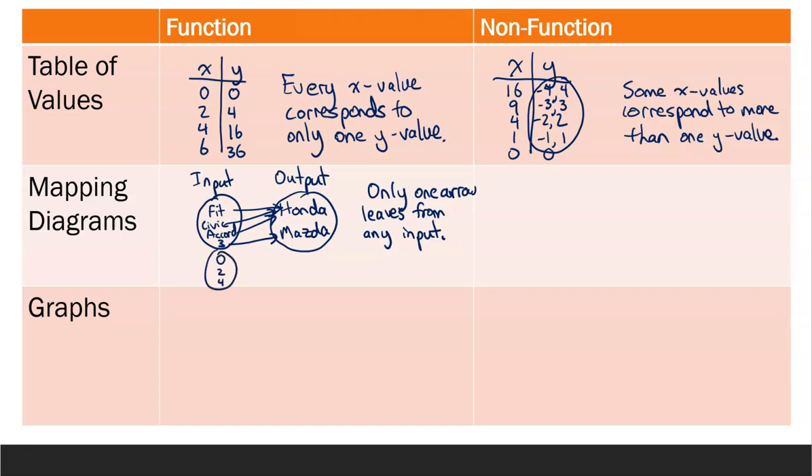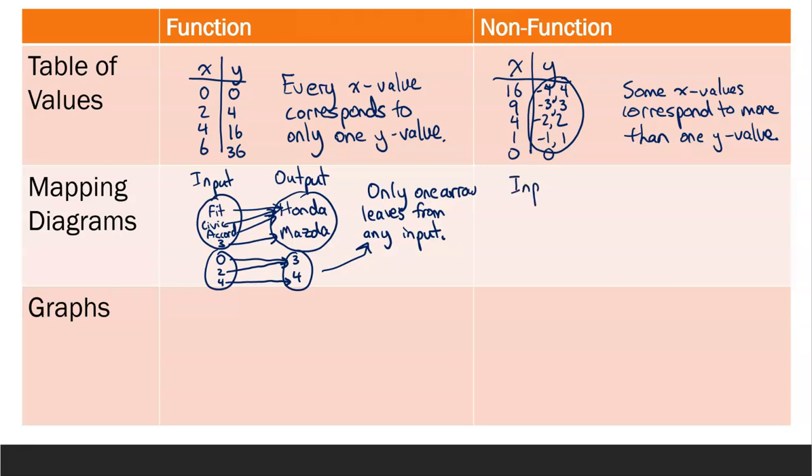We could also do that with numerical data. I could have 0, 2, and 4, and maybe outputs of 3 and 4. 0 and 2 could both give us outputs of 3. And that's allowed because we only have one arrow coming from each input value. 4 would give us 4, perhaps in this case. So only one arrow leaves from any input.